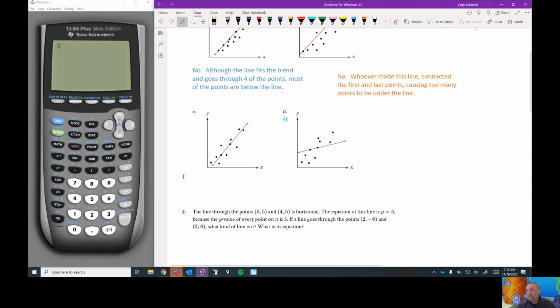All right, well, that brings us here. See, this one looks pretty good. Whoever made this line chose 2 points that are kind of in the middle of the data, and it fits the trend. So I'm going to say yes. The line fits the trend and has an equal number or about equal number of points above and below the line.